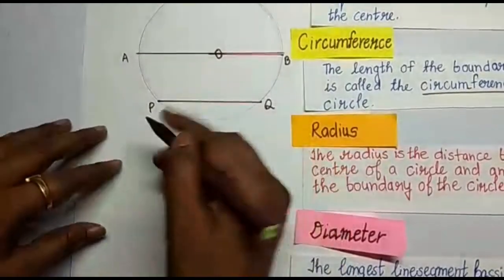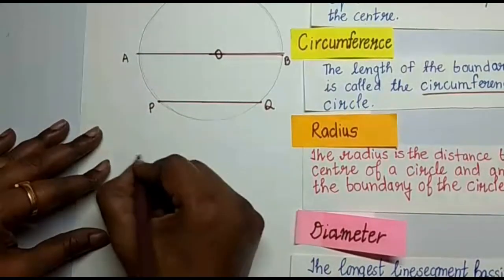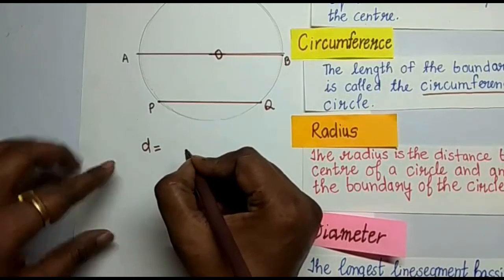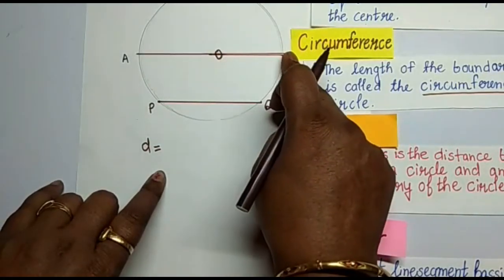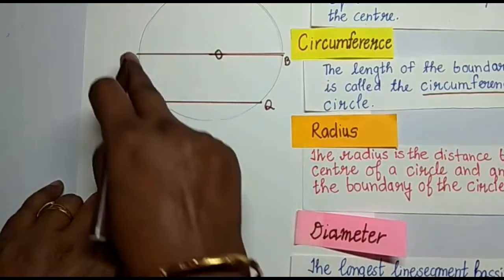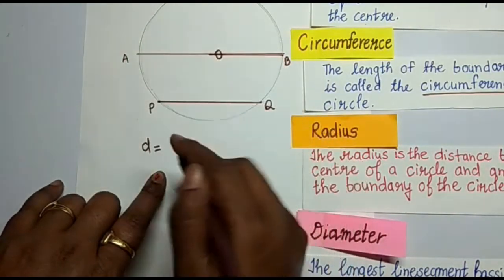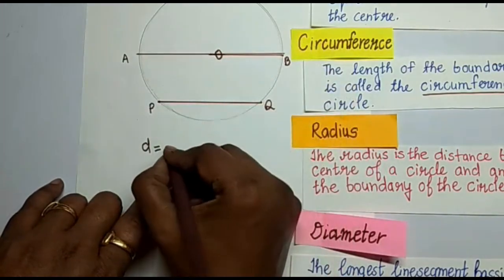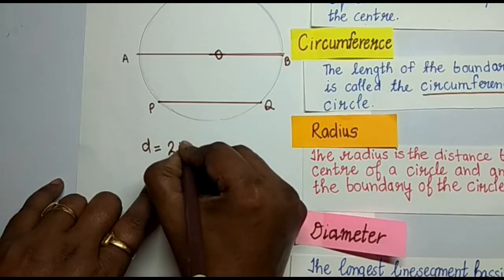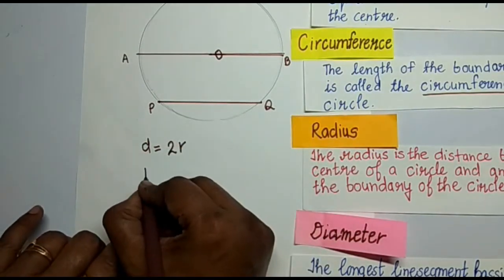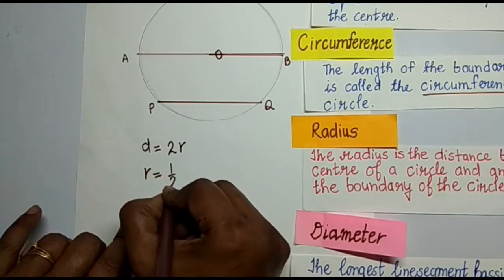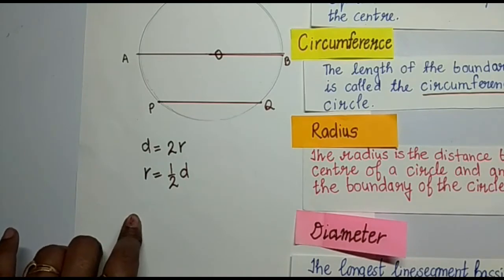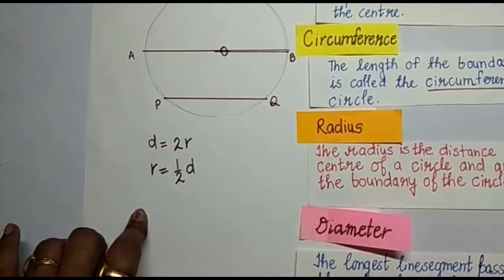Students, as we know, diameter we can represent with a small d and radius we can represent with a small r. So here OB is the radius and even OA is the radius. If we are saying AB is the diameter of the circle, that means it has two radii, OA and OB. So we can say diameter is twice the radius, or you can say radius is half of the diameter. Right, students? So here it is all about the circle, students.